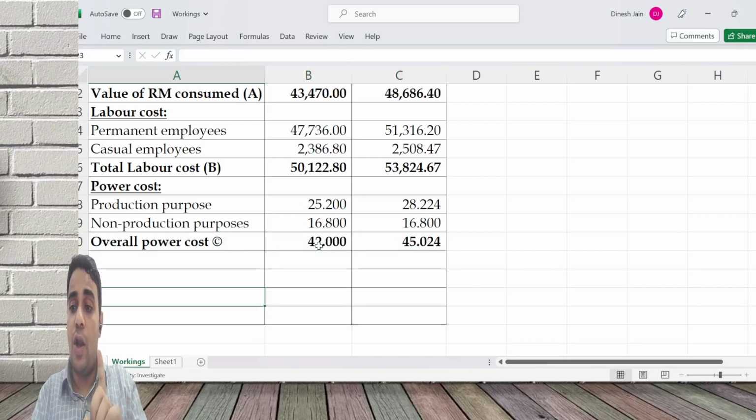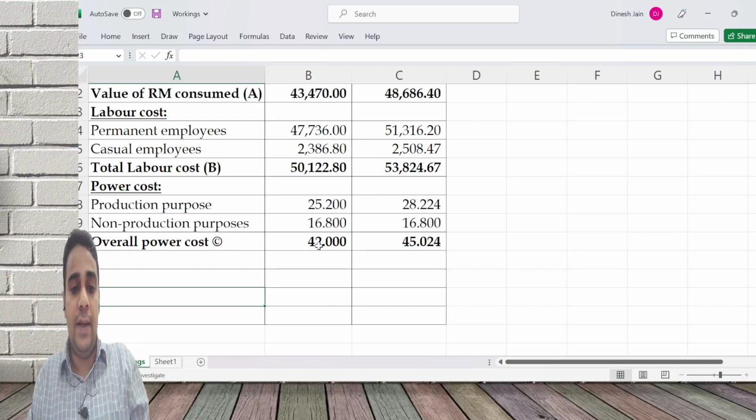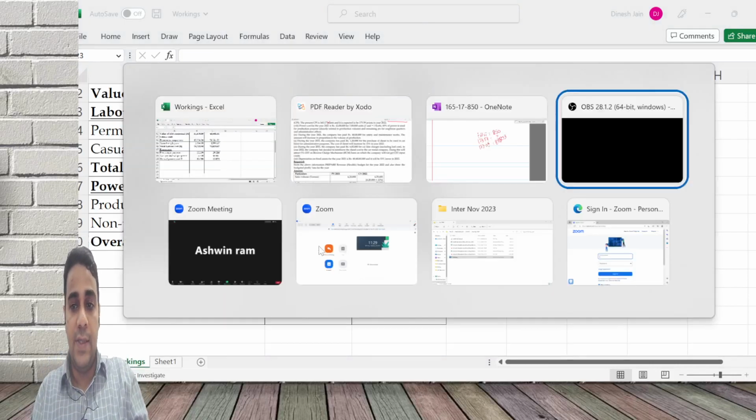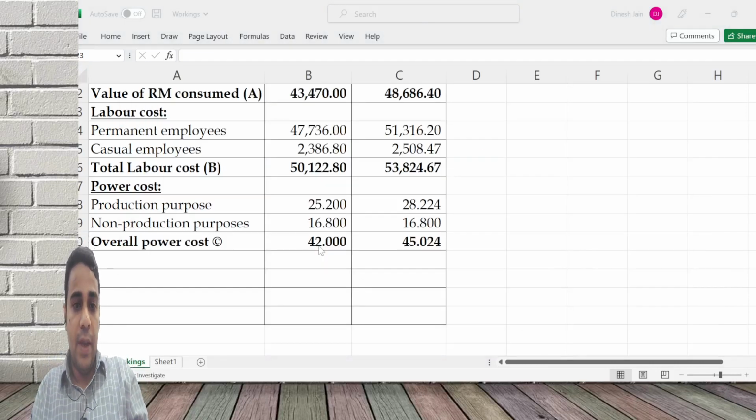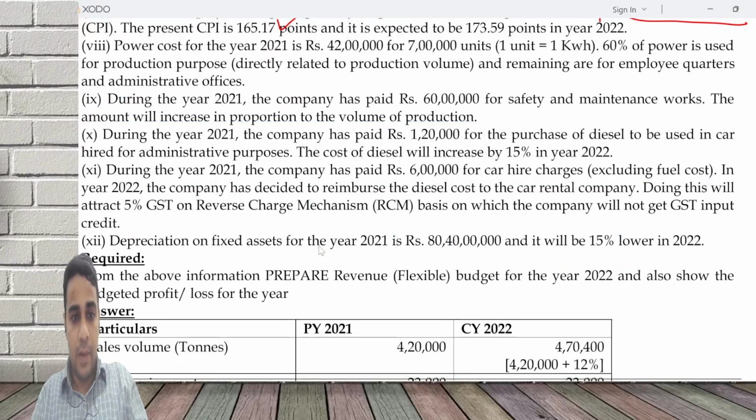Non-production purpose power is not going up. Only the production purpose power will go up. The reason is very simple, because production is going up by 12%. Non-production can also go up if they mention something. If they mention that your employee related cost will go up because of certain reasons, we can follow it. Nothing is mentioned, then we cannot do it. Okay, so I've given effect to 0.8 also.